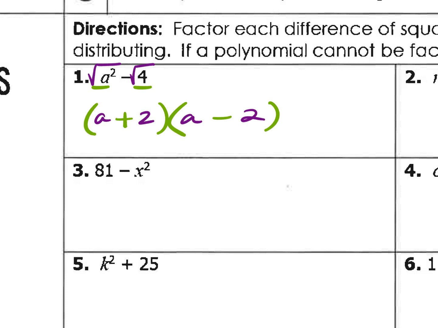Okay, so go to number 3. Is 81 a perfect square? Yeah. You can take the square root of that. Is x squared a perfect square? Yes, you can take the square root of that. So write it out. What symbols do you put in between? One plus, one minus, and then what do you do?